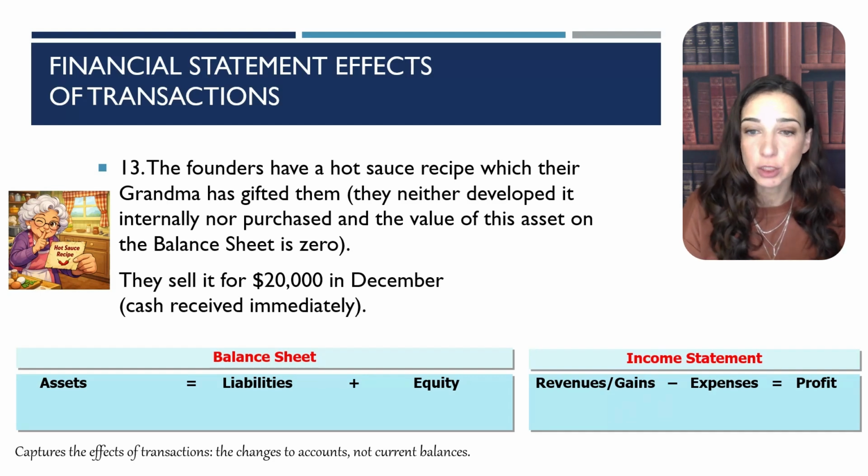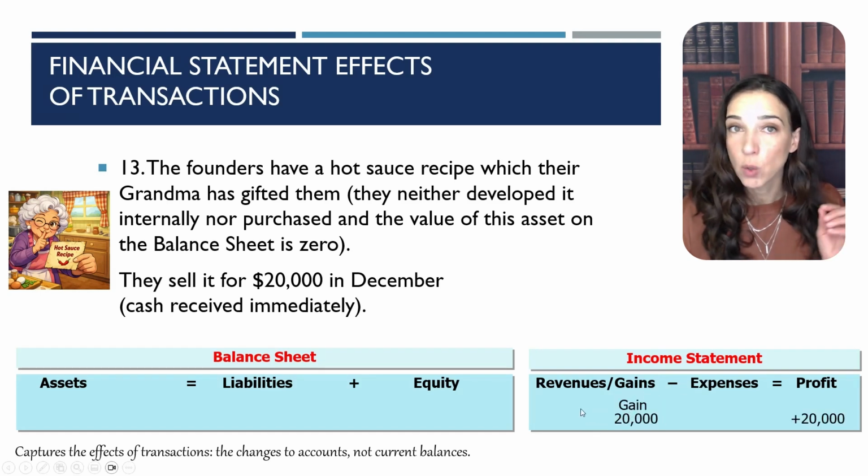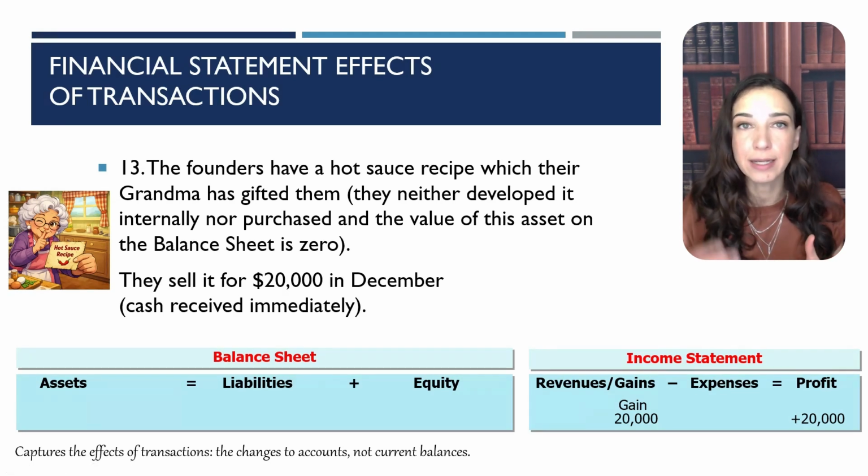Is this transaction going to show up on the income statement? Yes, but it is very important that we are not able to classify this $20,000 as revenues. Why? Because this company is not in the business of developing and selling recipes. They're in the business of selling hot sauce. So the sale of a recipe is a peripheral, it's an incidental transaction.